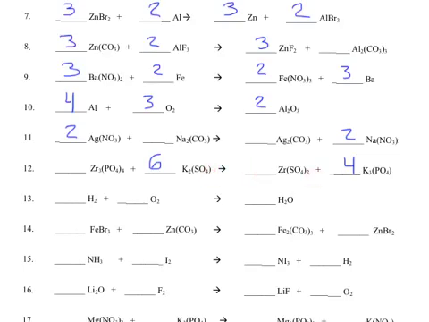So what times 2 gives you 6? The answer is 3. In doing that, I gave myself 3 zirconiums, and look, I needed 3 zirconiums. I love how it just all works out.